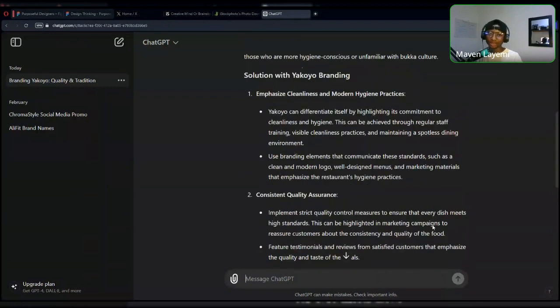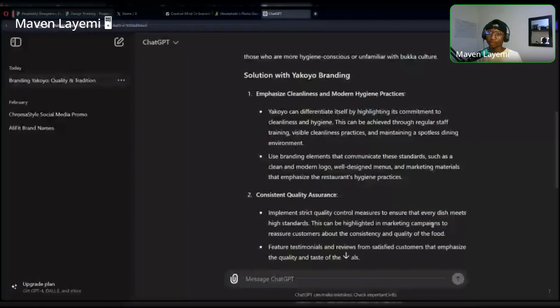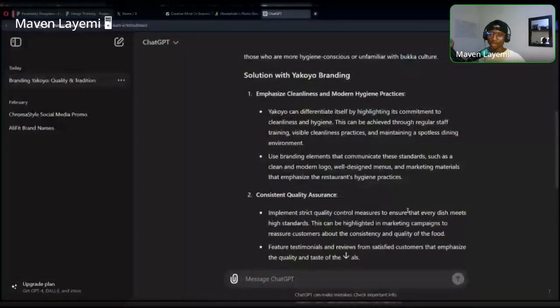But in terms of branding, we are to highlight the commitment to cleanliness and hygiene. This can be achieved through regular staff training, visible cleanliness practices, and all of that. We have to use our brand elements to communicate these standards, such as a clean and modern logo first. Our logo must be clean. Because even if you go to a local buka like this Yakoyo, some of them don't even have names. If you go there, you cannot see a name anywhere.